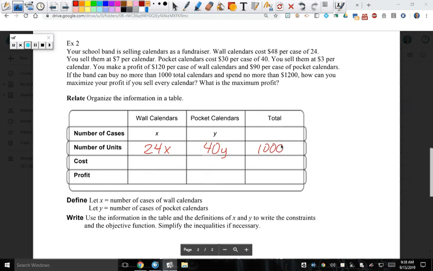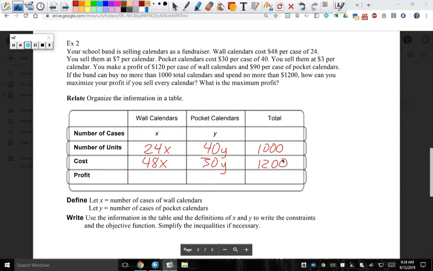So let's go to wall calendars. Riley, tell us, what is the cost of wall calendars? 48. Yep, 48x. Okay. Pocket calendars. Michael, let's go with pocket calendars cost. What would you write? 30y. And let's go with Corbin. What would you write as a total for the cost? 1,200. Yeah.